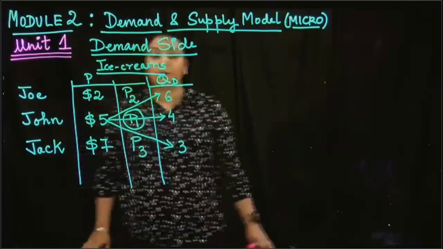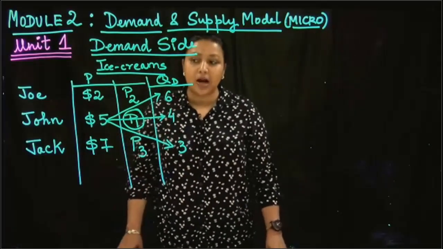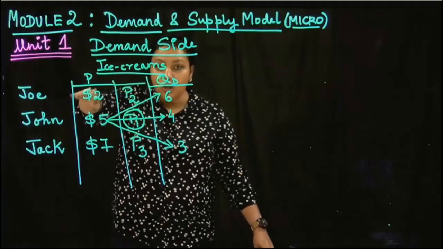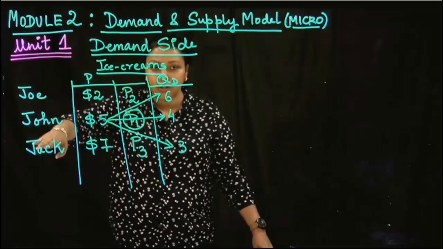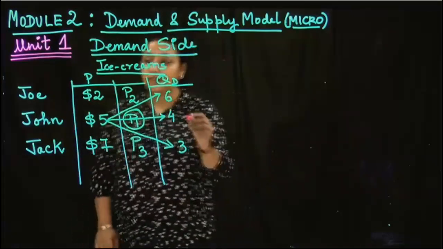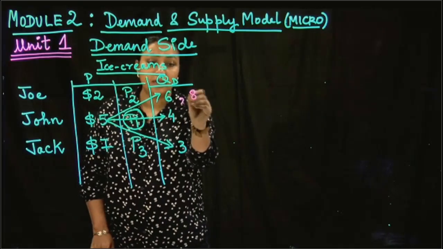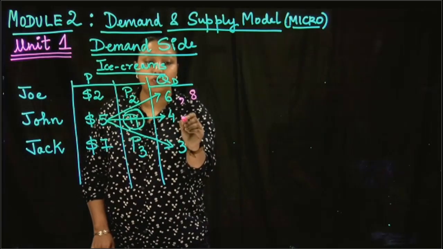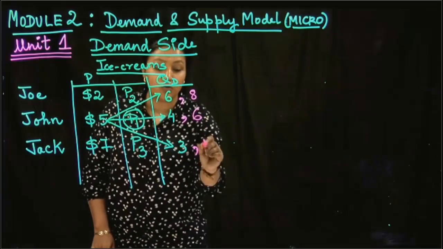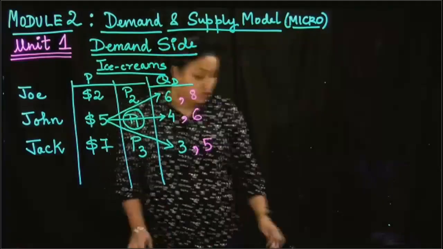Now if law of demand holds for all these 3 buyers, then please understand that as price drops, all these 3 buyers individually should be willing to buy more of the commodity, right? So let's say now Joe wants to buy 8 and John wants to buy 6 and Jack wants to buy 5. Because the price has dropped.